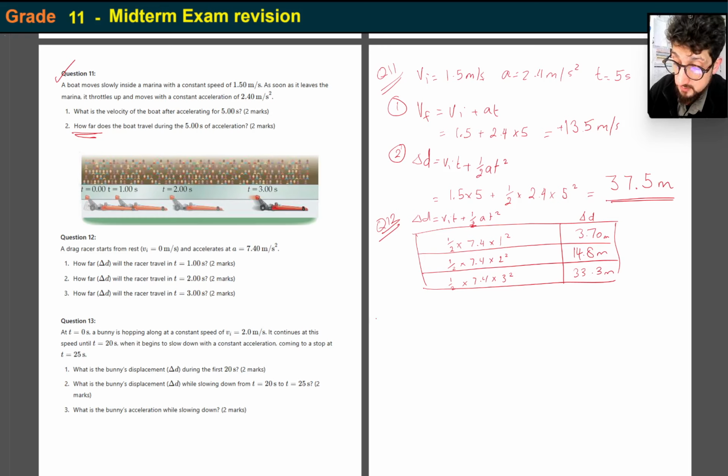Right. Question 13. And question 13 is asking about, once again, it's the same thing, kinematic equation. So at t equals 0, a bunny is hopping along at a constant speed of 2 meters per second. I love bunnies, by the way. I'll draw one just for the sake of it.